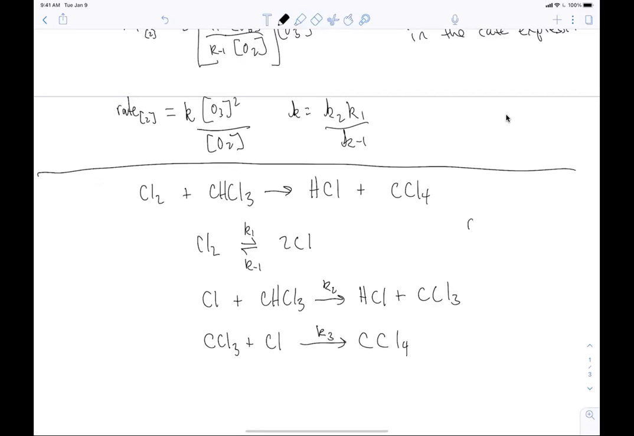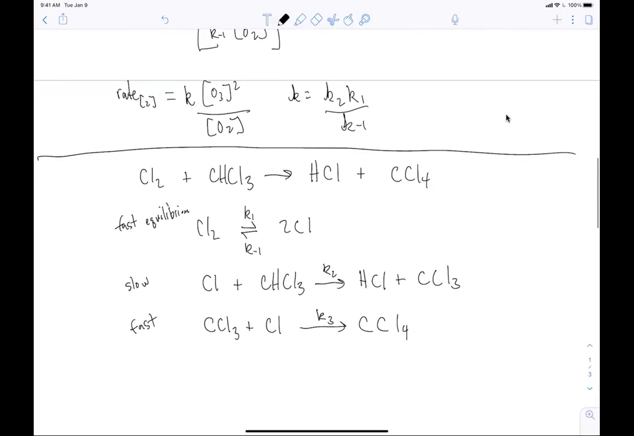And so this first step is a fast equilibrium, so it reaches equilibrium extremely fast. This is our slow step, and then this step is fast as well. And we want to write out a rate law for this.